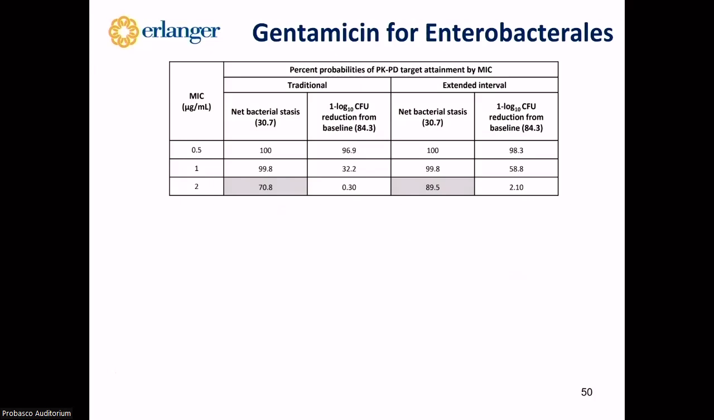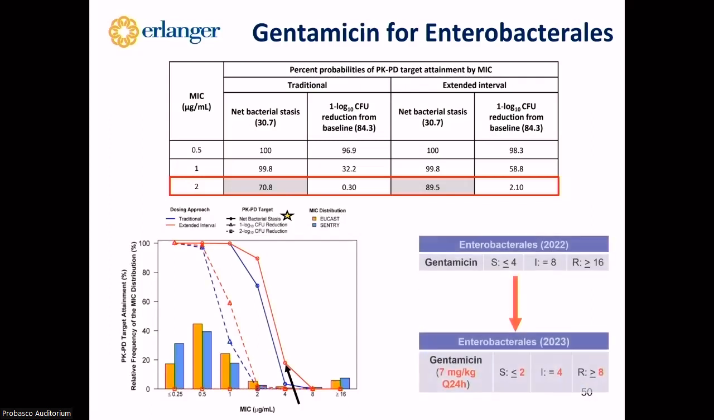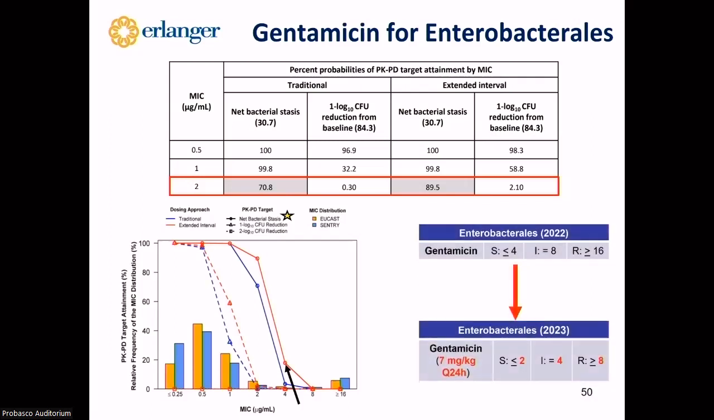Starting with gentamicin for Enterobacterales, as we can see up top here, we are strong through an MIC of 2 and fall into trouble at an MIC of 4, which we can see in the graph. So that led to an updated intermediate breakpoint of 4, which makes sense. But now CLSI strongly recommends the extended interval dosing of 7 milligrams per kilogram every 24 hours.